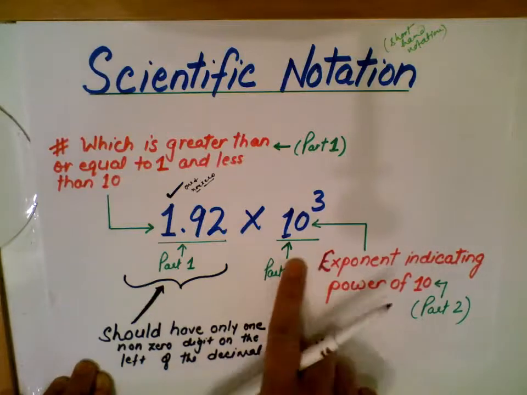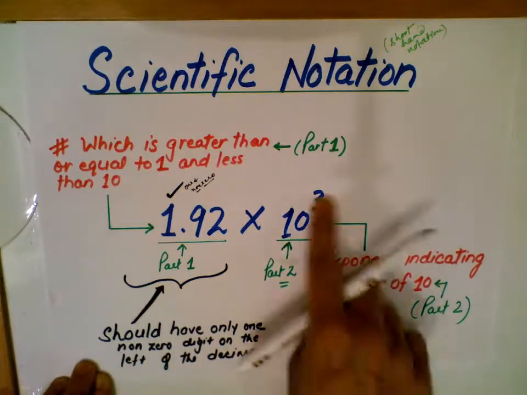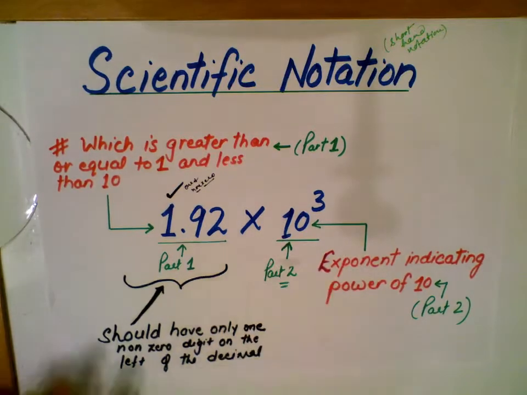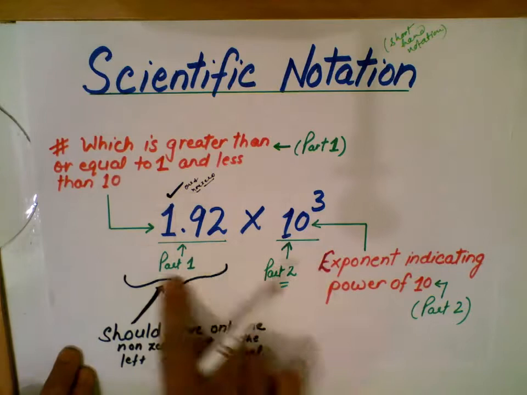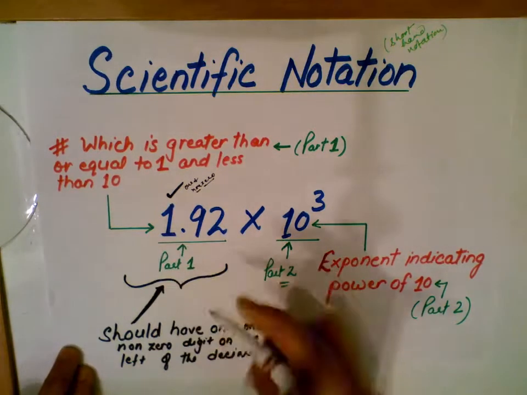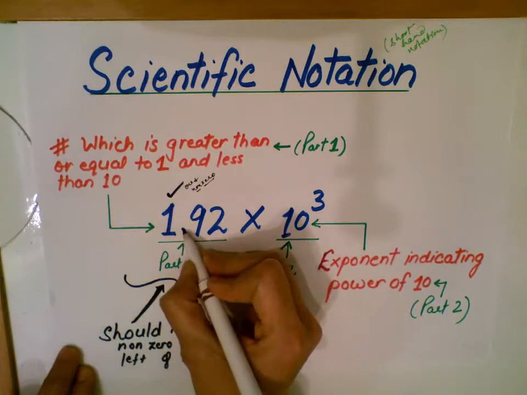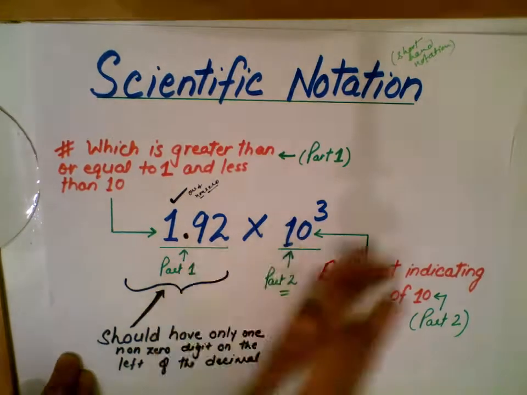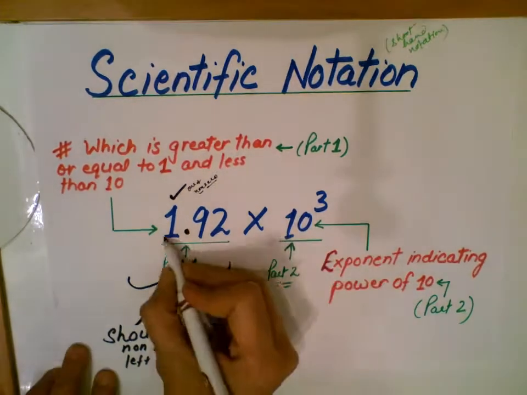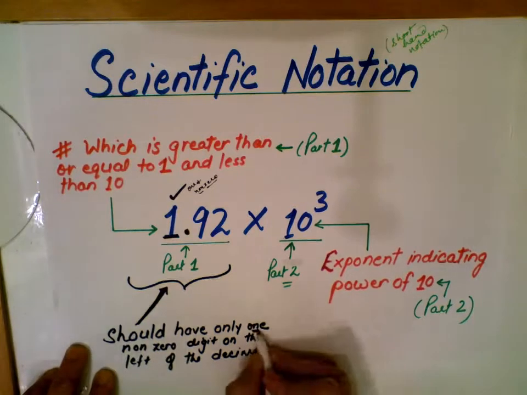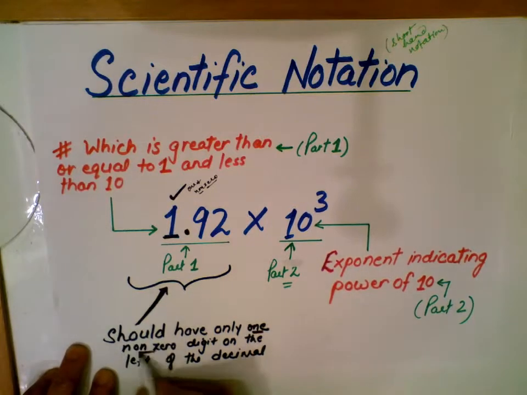The second part is pretty simple. You can see it tells the exponent, which indicates the power of 10. And the first part here, just to make sure that this part is correct, we want to make sure the number to the left of the decimal, this is the decimal, should be only 1, and it should be a non-zero digit. It should be only 1, and a non-zero digit.